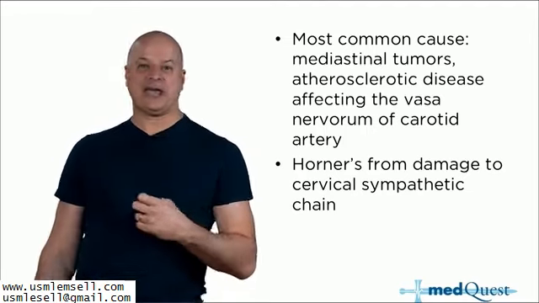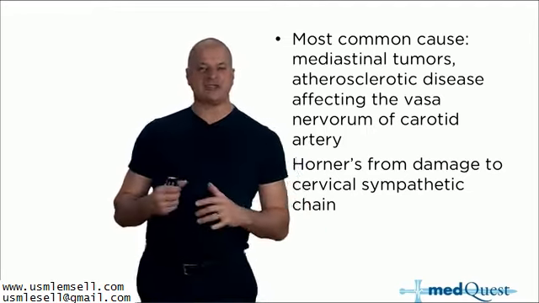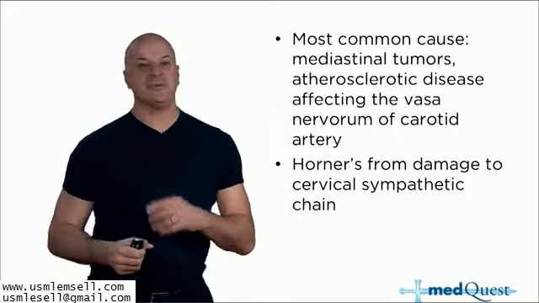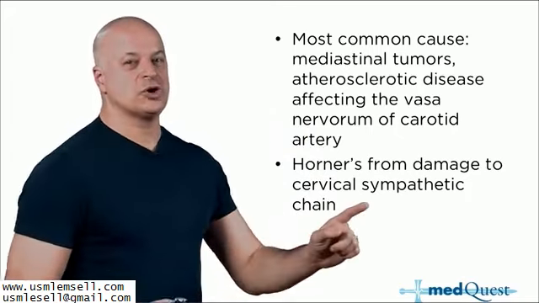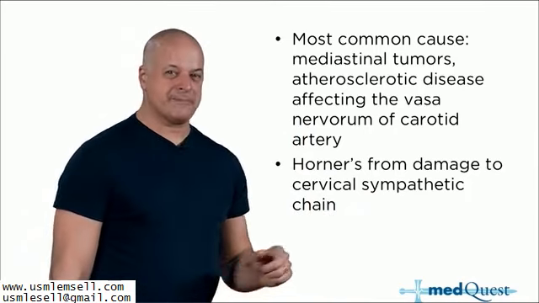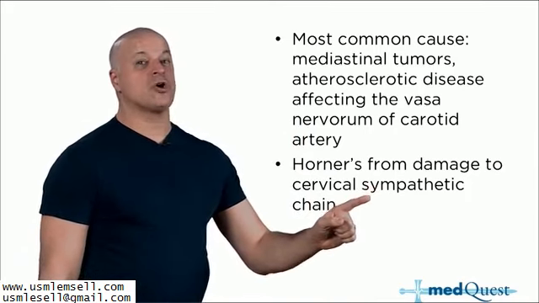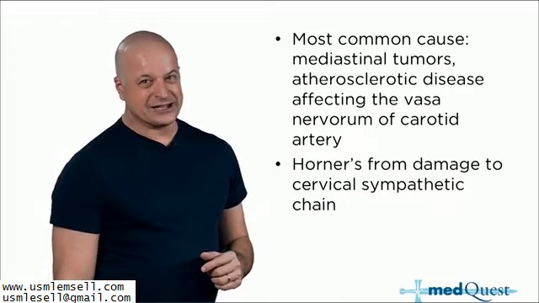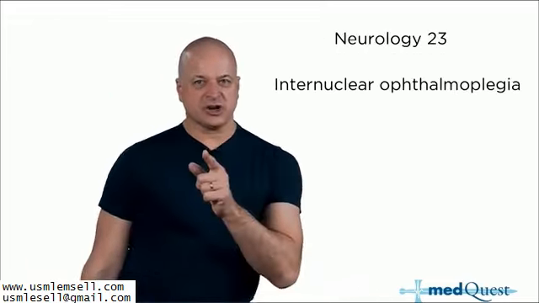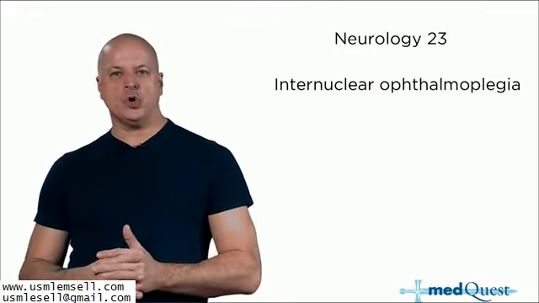Remember, physiology speak, sweating is the only part of the sympathetic nervous system that uses acetylcholine at the postsynaptic. Sweating uses acetylcholine at the sweat glands for the postsynaptic. Horner's syndrome. Next card. Internuclear ophthalmoplegia, INO.